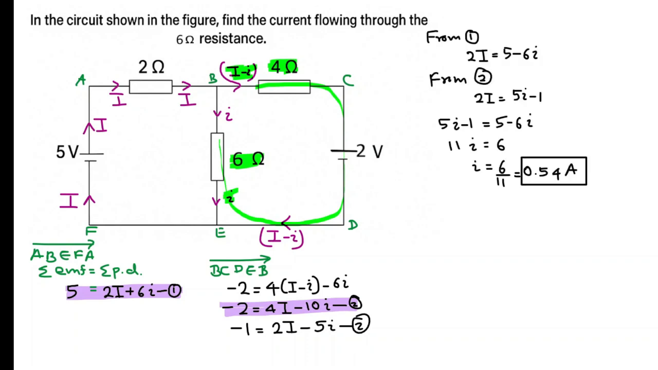So here's the calculation. 2I is equal to 5 take away 6i from the first one. From the second one, 2I is equal to, this negative 5 becomes positive, 5i take away 1. Now the left hand sides are the same, so I can just equate the right hand sides. 5i minus 1 equals 5 take away 6i. The 6i comes to this side, which is 11i equals 5 add 1 is 6, and i is equal to 0.54. Now the question is, what is the current flowing through the 6 ohm resistance? The answer is 0.54 amps.